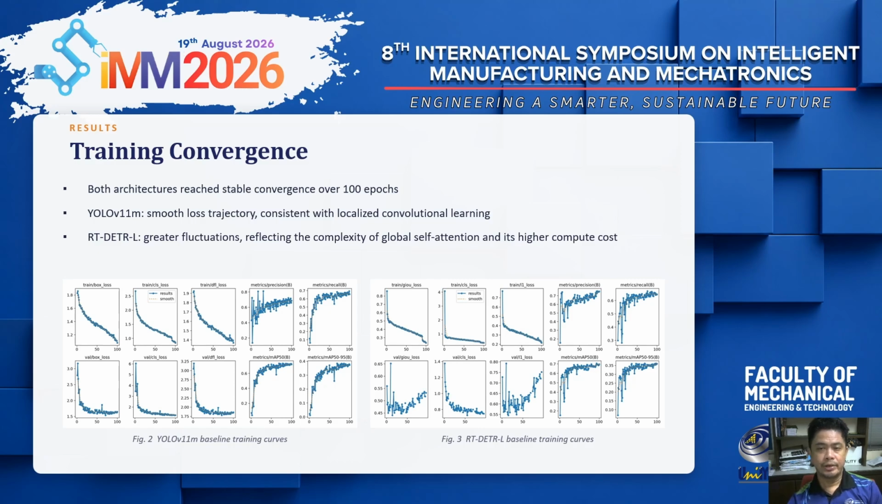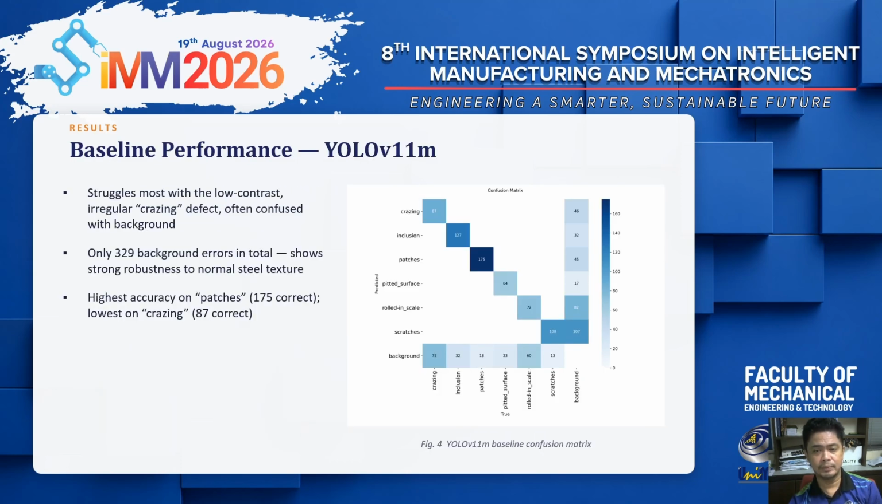Now let's look at the results. Both models trained smoothly over 100 epochs. YOLOv11M had a very smooth and stable loss curve. RT-DETR had more ups and downs because the self-attention mechanism is more complex and needs more computations.